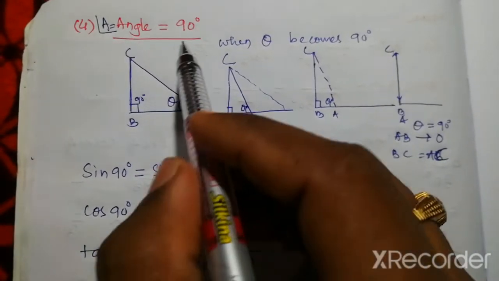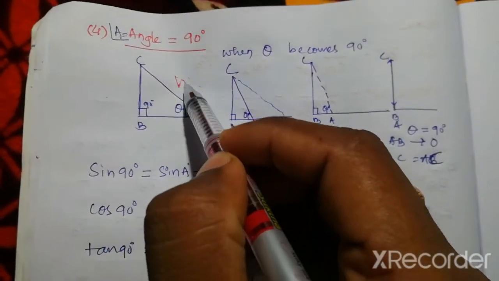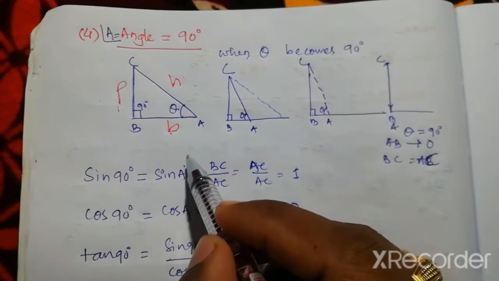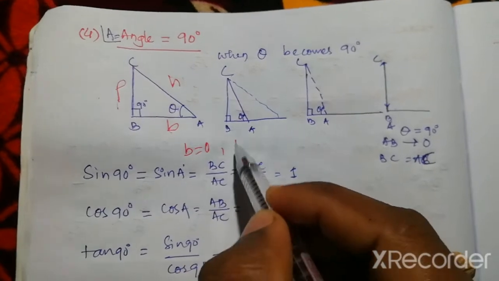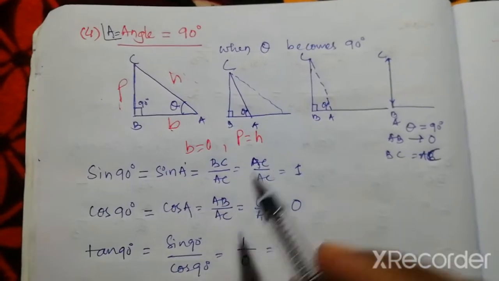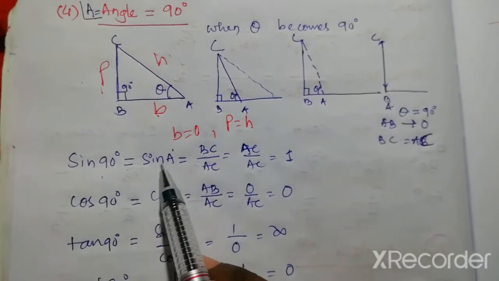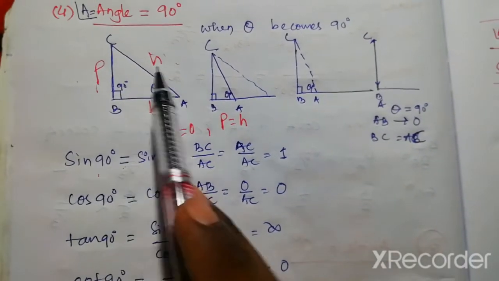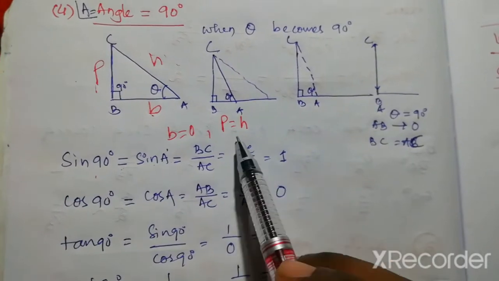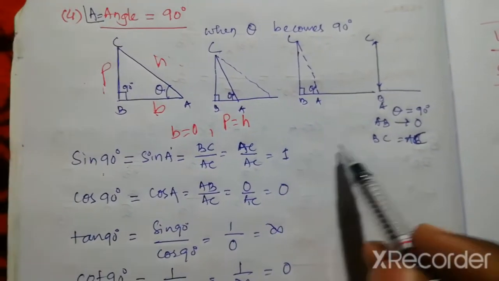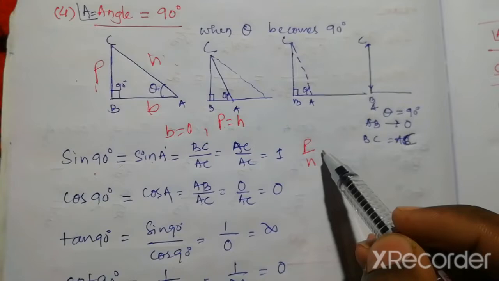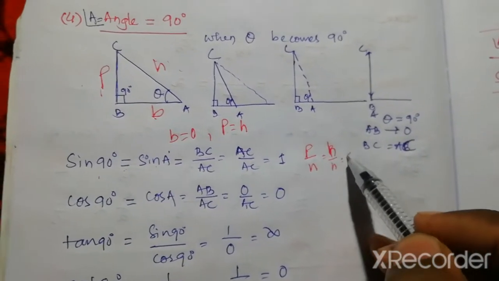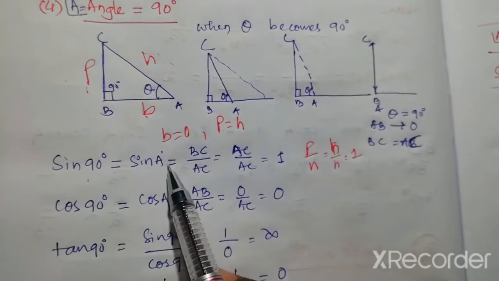If this is theta, this is H, this is B, this is P, it means here B is equal to 0 and P is equal to H. So sin 90 is equal to sin A. Sin A means P by H, and since P is equal to H, P by H is equal to 1.